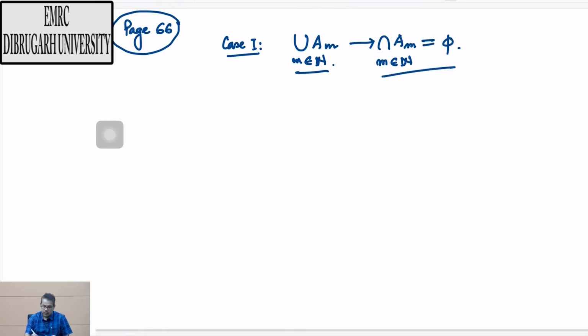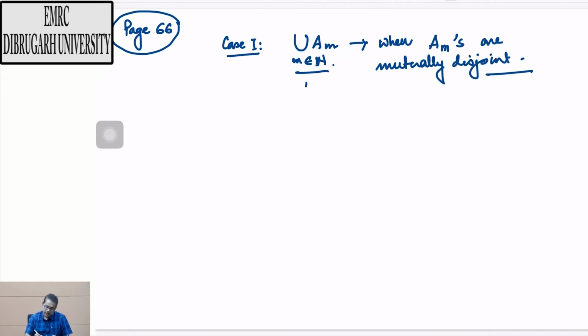So, here in case 1, we have already shown that the union of A_m, m in the set of natural numbers, is countable when the A_m are mutually disjoint, that is, there are no common elements. This is what we have proved in case 1.